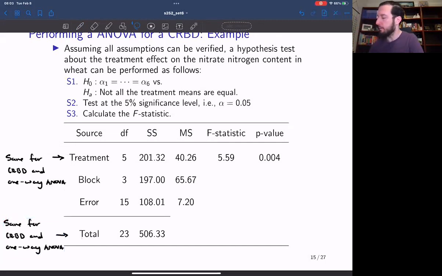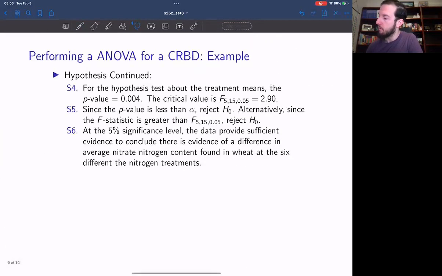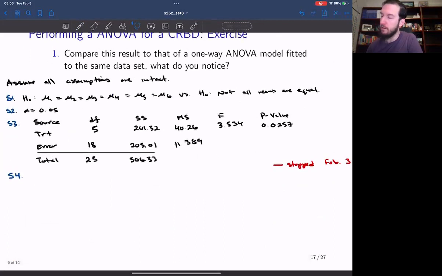So if we just take a quick mental picture here, we have 23,506.33, 5, 201.32, 40.26. When we scroll over, you can see that those numbers are exactly the same. What changes is the error column.